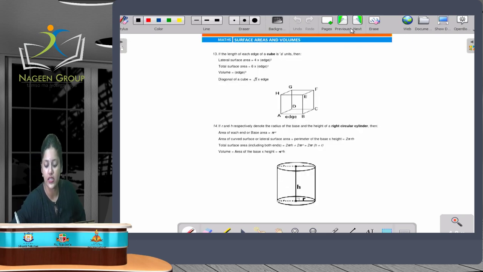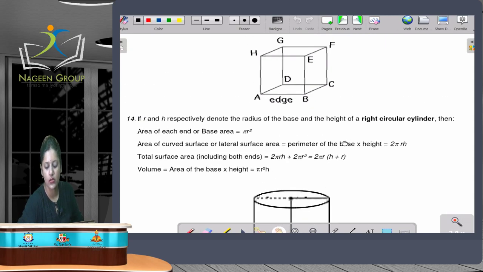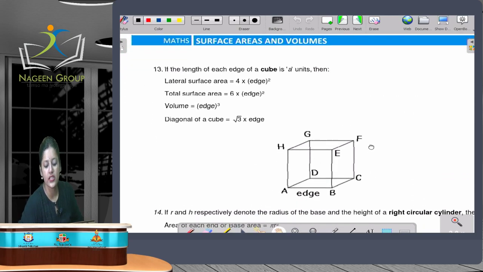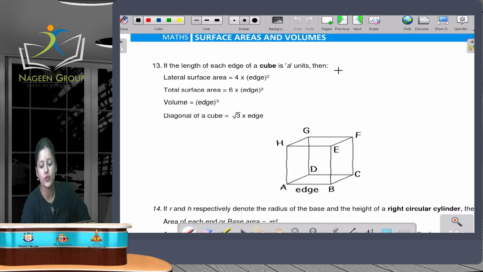The next one: the length of each edge of a cube is A units. Then the lateral surface area is 4A square, the total surface area is 6A square, the volume is A cube, and the diagonal is root 3 A. These are the formulas related to the cuboid.